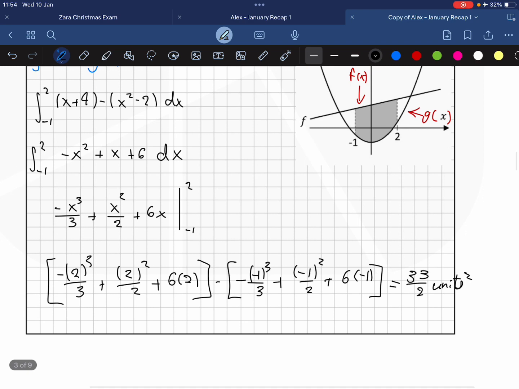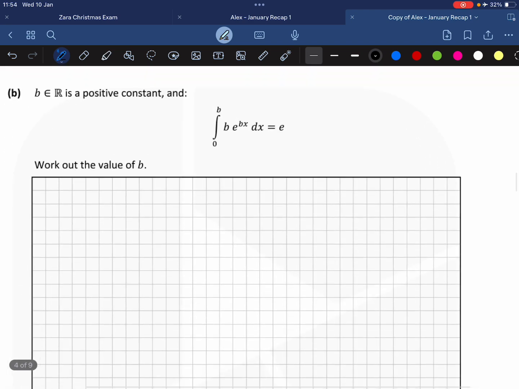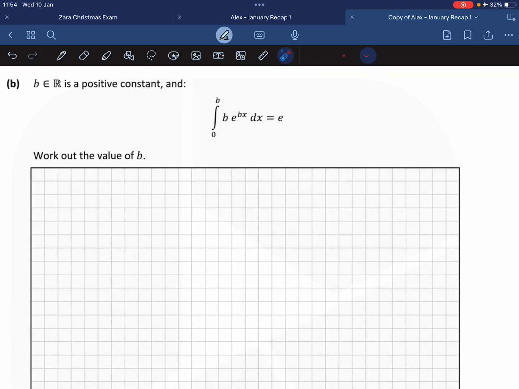So not too tricky. The next one though looks intimidating. All we have to do is just treat this as a regular number, especially this b e to the bx. It's just a number. So it says b is an element of R, a positive constant, and evaluate the integral between b and 0 of b e to the bx dx equal to e. Work out the value of b.